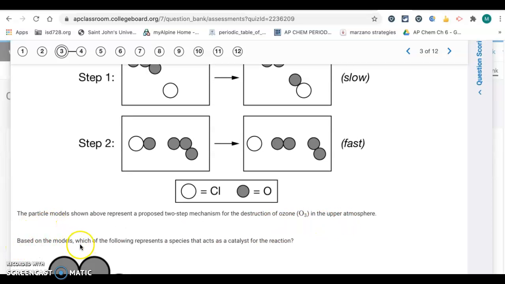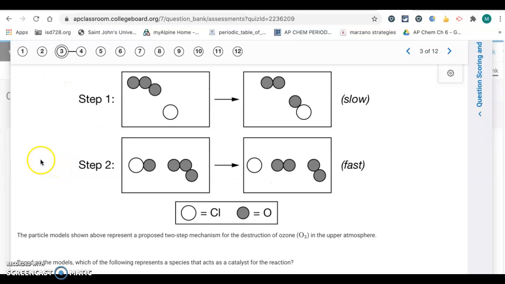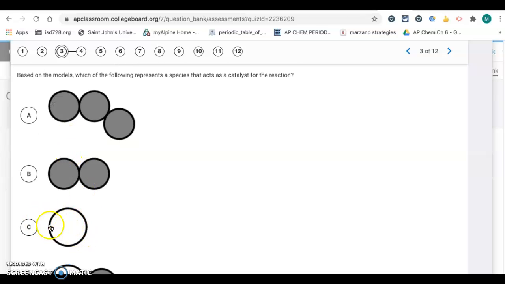Based on the models, which of the following represents a species that acts as a catalyst? A catalyst is something that's going to show up as a reactant first and a product later. That's going to be this one circle right here, so a single chlorine atom. So we can go down here. This is a reactant first and a product later, and it ends up canceling out in the overall equation. So we can go down to our choices. That's going to be letter C, just the single chlorine atom.